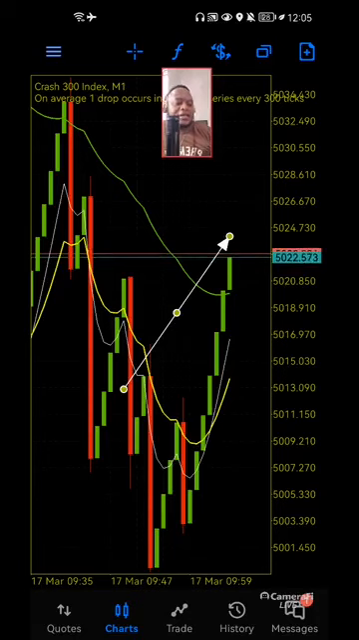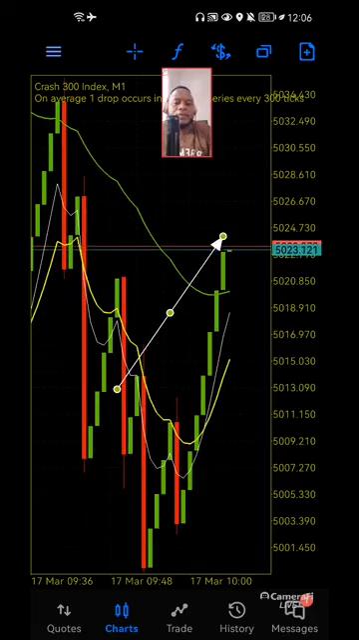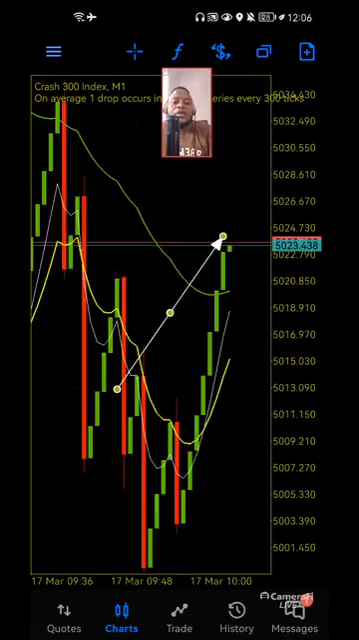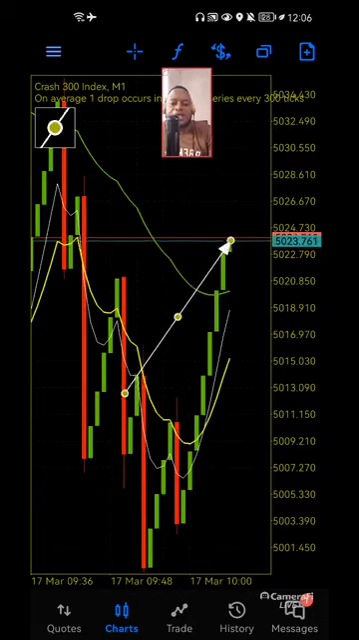Signals, we just want where there are signals. Let's check other signals anyway. We are going to come back. Crash 300, I said you can get out if you are using a small account. If your account is enough, hold on until the rules of the green line have been disrespected.